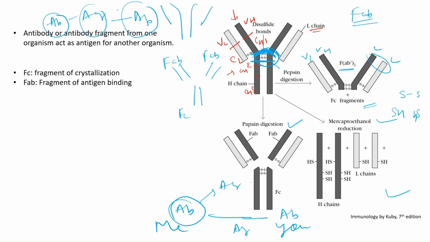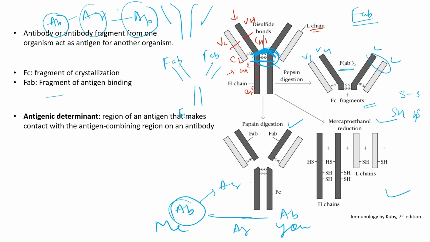Okay. Now Fc and Fab we already learned. So this is called antigenic determinants. That means the markers or the structures or the parameters of the antibody that function as an antigen in any other person's body are called antigenic determinants. So antigenic determinants are the biomarkers, or you can say these are the markers present in any foreign substance.